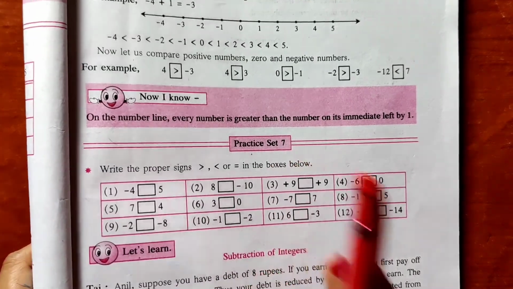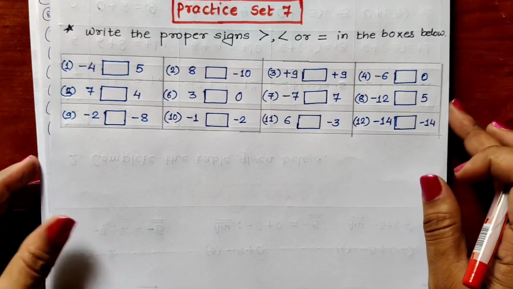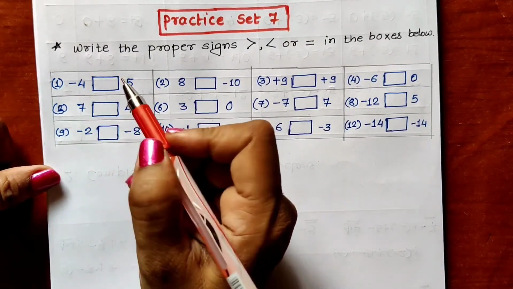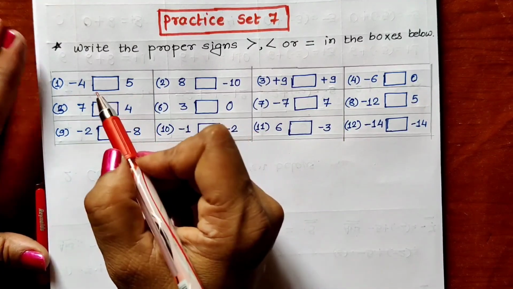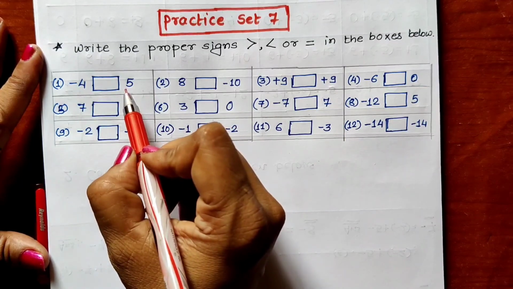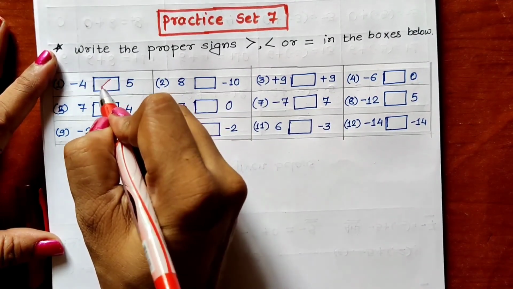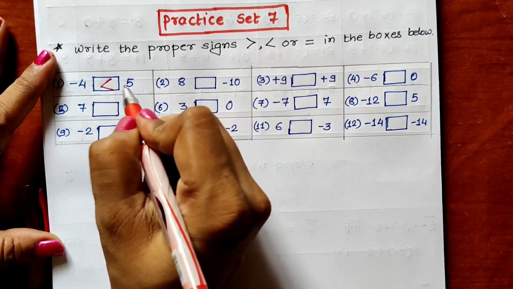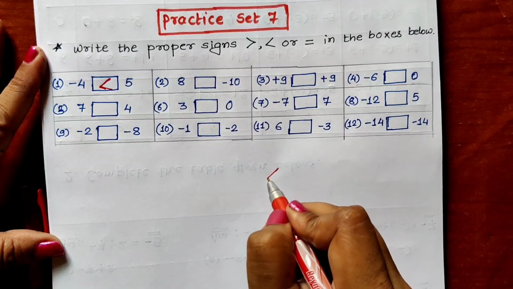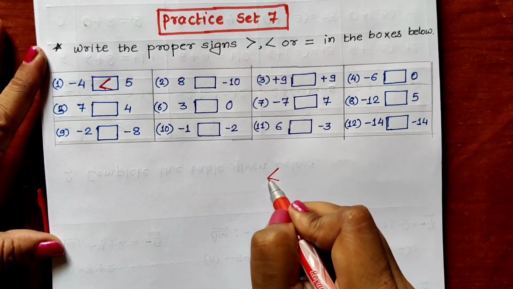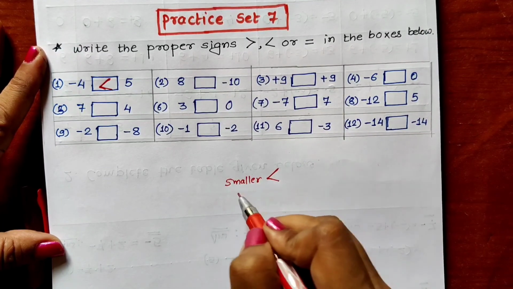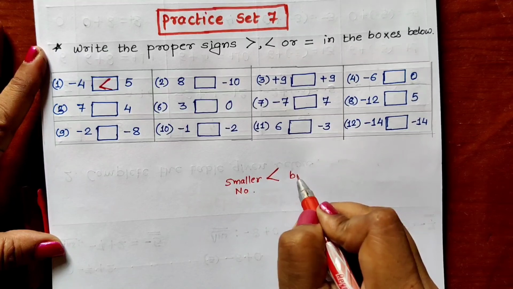So first sum, let us solve on our page. First sum, minus 4 and plus 5. We all know the negative numbers are always smaller than positive numbers. So the sign should be like this. It should be open towards the bigger number but closed towards the smaller number. In this way we will have to put the sign. The smaller number, it should be closed, and the bigger number, it should be opened.